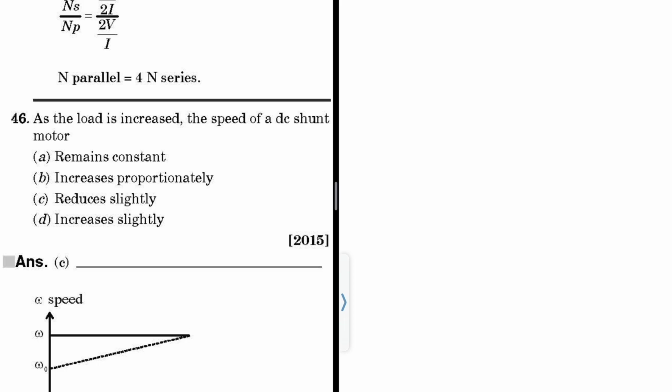In the last episode, we discussed up to question number 45. Coming to question number 46: as the load is increased, the speed of the DC shunt motor.